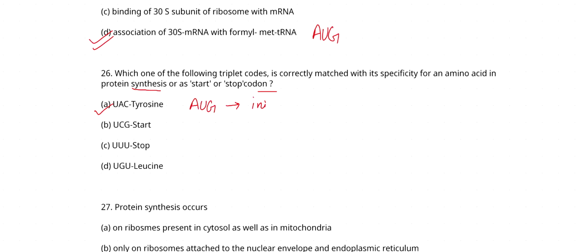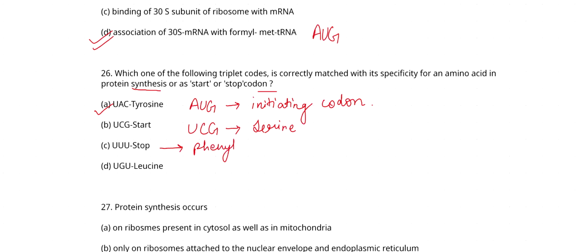Initiating codon. And UCG codes for serine, and triple U codes for phenylalanine, and UGU codes for cysteine. Okay, so our answer will be A, that is UAC tyrosine.